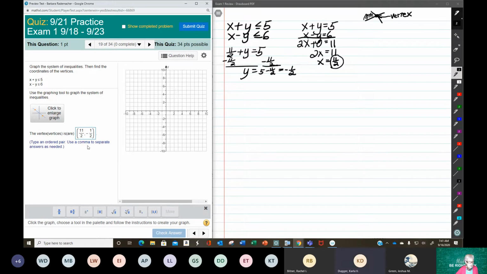You need to graph before you can check your answer. Oh, gross. Okay, I'm going with that as the answer, but that's how you always find a vertex.